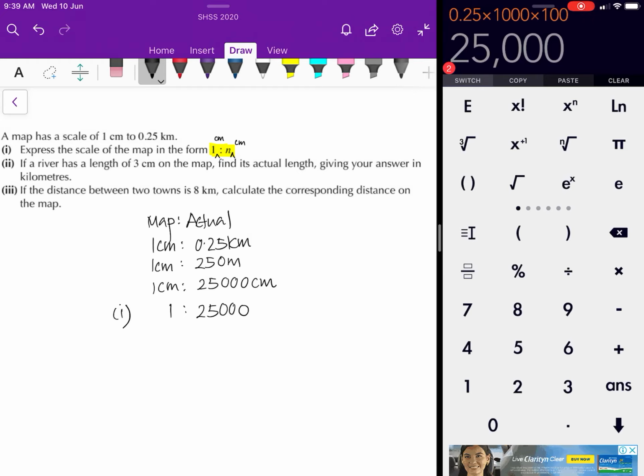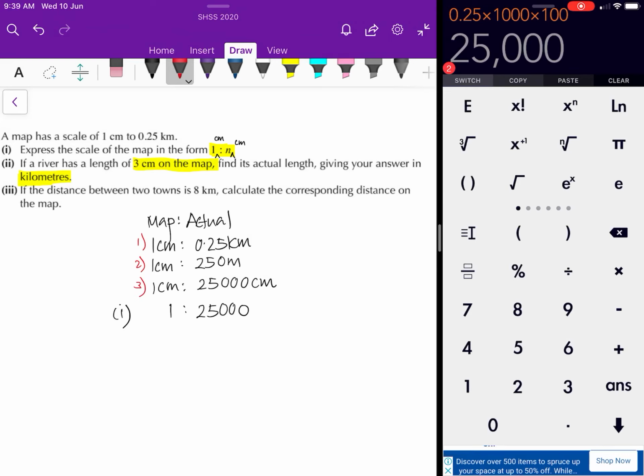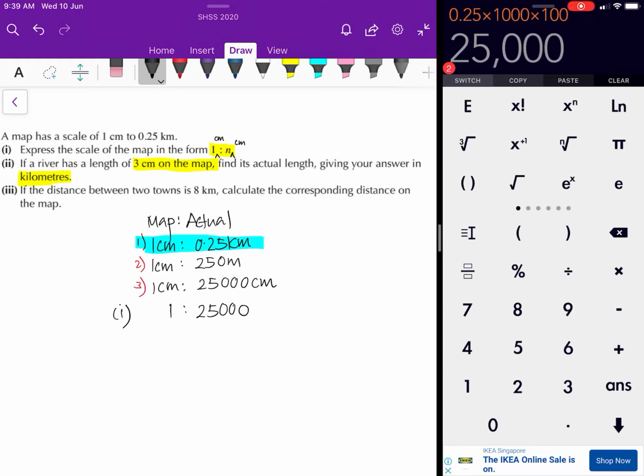Let's move on to part 2. If a river has a length of 3 cm on the map, find its actual length giving your answer in kilometers. Now, I have 1, 2, and 3. Which one is the actual length in kilometers? The answer is 1. The actual length in kilometers, so we must use this. So for part 2, I will always start with 1 cm is to 0.25 km. From here, it says 3 cm on the map. 3 cm on the map is on the left. So I just need to multiply by 3 on both sides.